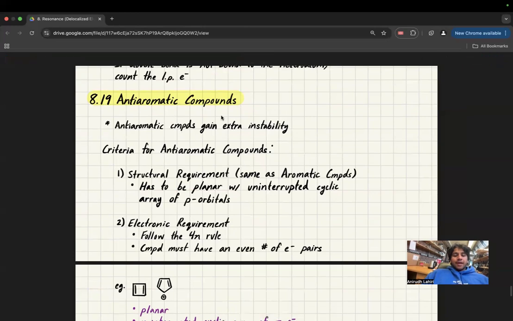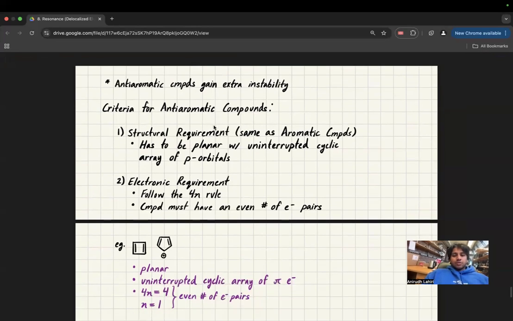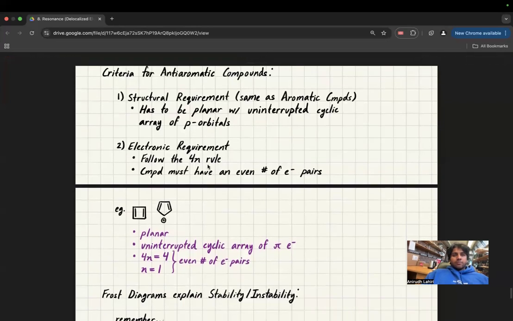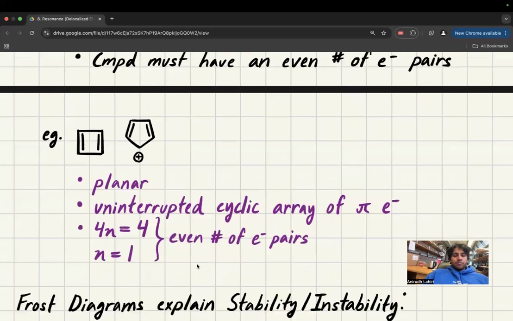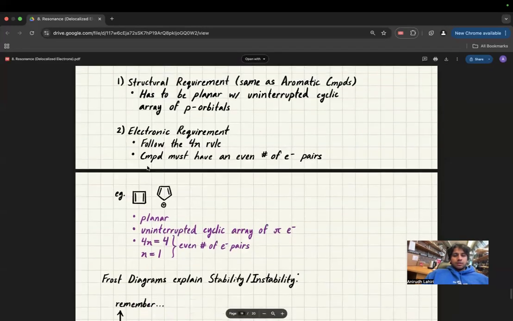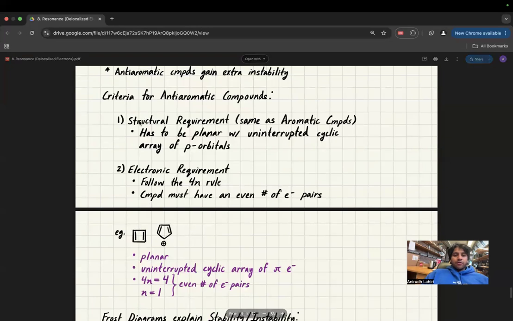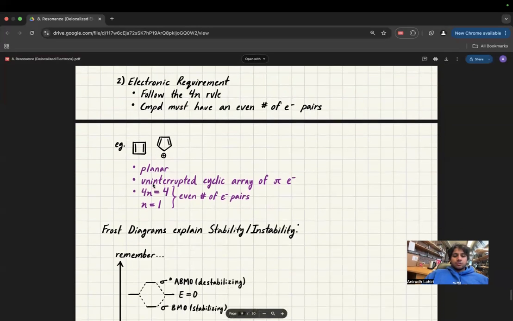Anti-aromatic compounds. Anti-aromatic compounds have extra instability, so they're worse than just regular compounds. The structural requirements are the same as the aromatic compounds: planar, uninterrupted cyclic array of p orbitals. But instead of 4n plus 2 pi electrons, they have to follow 4n, which basically just means that you have an even number of electron pairs. So 1, 2, 1, 2: planar, uninterrupted, even number of pairs. These are anti-aromatic. Non-aromatic is basically just not following the structural requirement. Once it satisfies this, it's either anti-aromatic or aromatic, and that's based on the electron pairs.